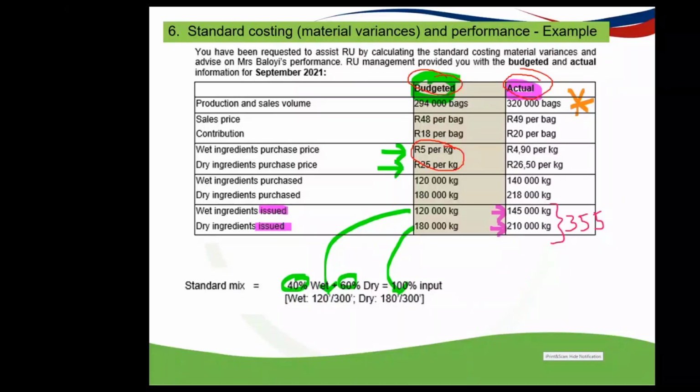When we're looking at the material mix variance, we're going to look at what was our actual issued, which is the 145 and the 210. That gives me my 355. Then we're going to take that 355 to calculate the actual kilogram issued in the standard mix. And that we're going to do when we're calculating our mix variance.